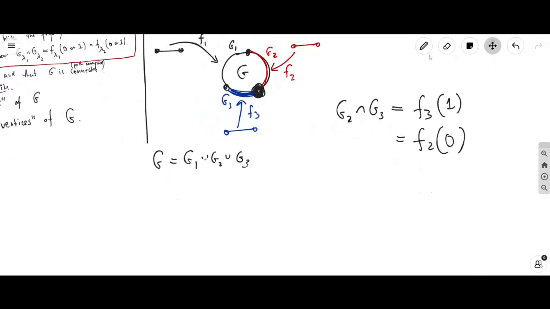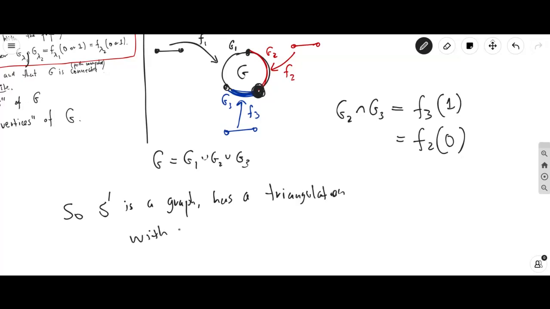Okay, so S1 is a graph, and it has a triangulation with 3 edges and 3 vertices.